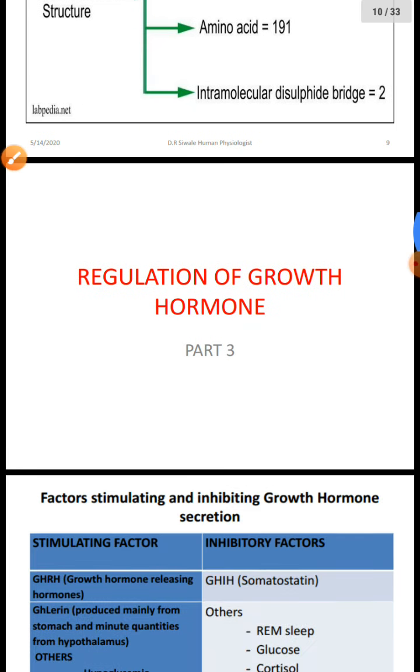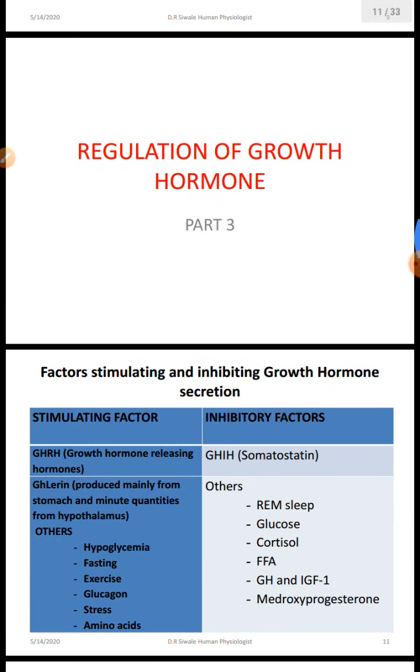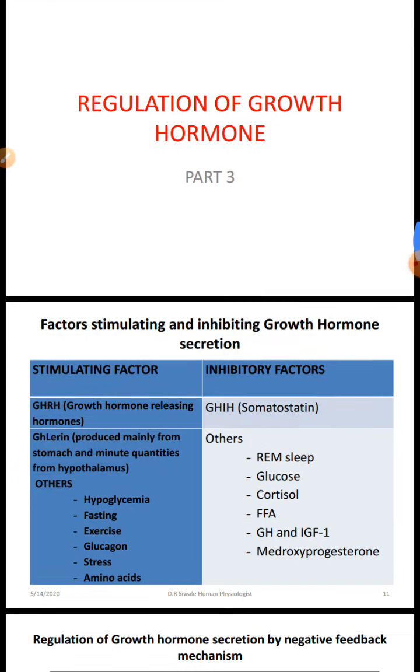Now, how is growth hormone regulated? Growth hormone secretion is in a pulsatile pattern. It's not continuous. It's in a pulsatile pattern with a burst of secretion occurring approximately every 2 hours. The largest secretory bursts occur within 1 hour of falling asleep, during sleep.